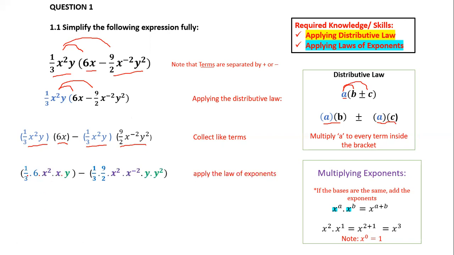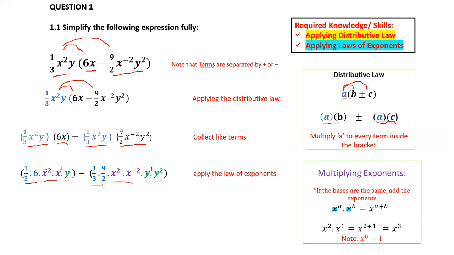And when we do that, we have 1/3 times 6, the numbers, x to the power 2 times x. This can be written as x to the power 1. The x terms and then the y term. So on this side, we have the numbers, the x terms and the y terms. This is y to the power 1. So we collect like terms and next we simplify.